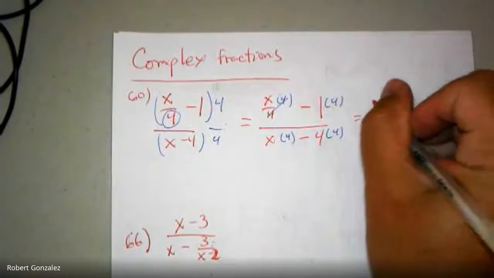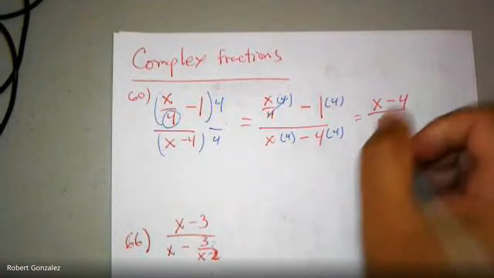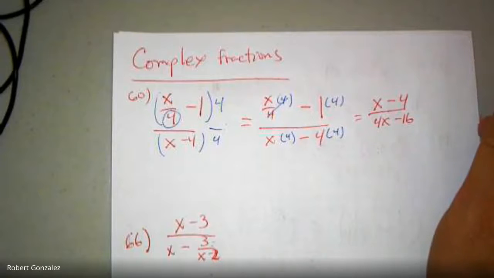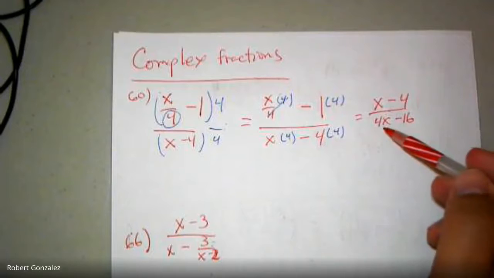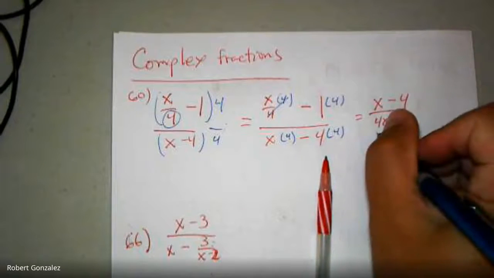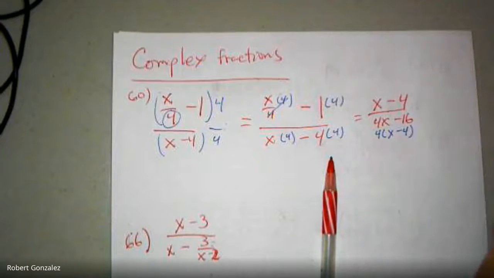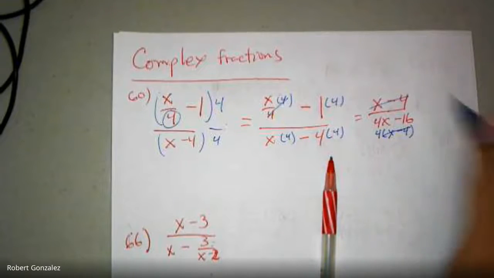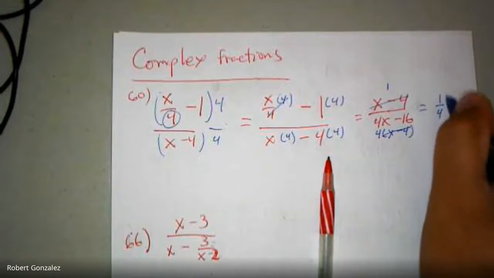On top now, that leaves me with x minus 4. And on the bottom, I have 4x minus 16. Okay, on the bottom, I can factor out a 4. So I'm going to use my colored pen to do that. And now I can see, oh, x minus 4 cancels out. When you have a blank space, it leaves a 1. My final answer is 1/4.